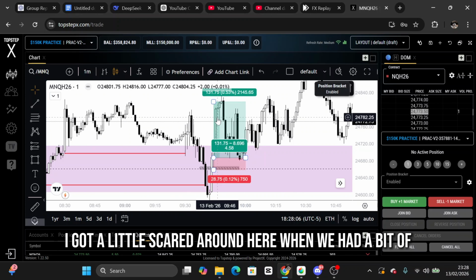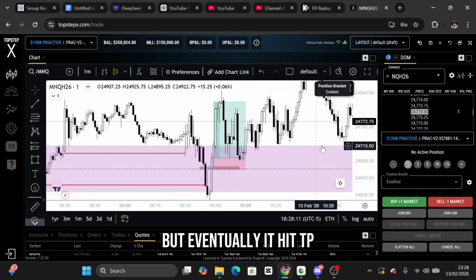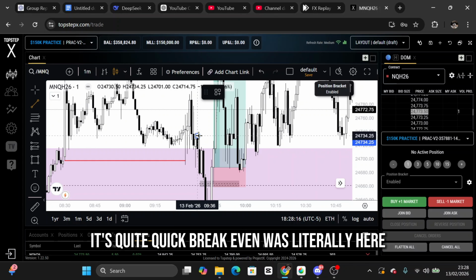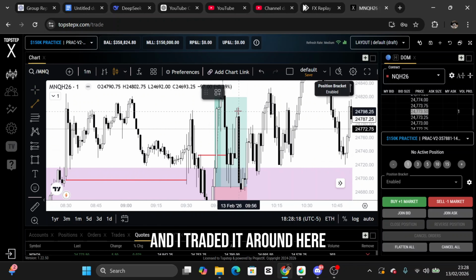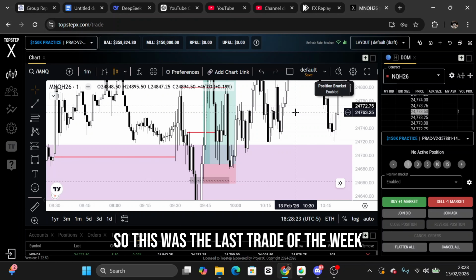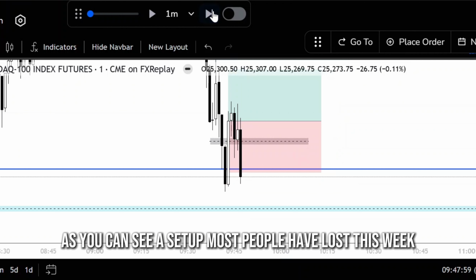I got a little scared around here when we had a bit of edging. We don't really like edging, but eventually it hit TP. We also had a beautiful break-even point. It's quite quick. Break-even was literally here, and I trailed it around here. So this was the last trade of the week, one of the most beautiful trades so far. My biggest lesson this week was waiting for clean setups beats forcing trades every time. As you can see, a setup most people have lost this week, I managed to avoid. I just waited for that one extra confluence.